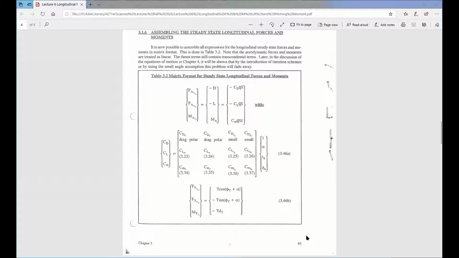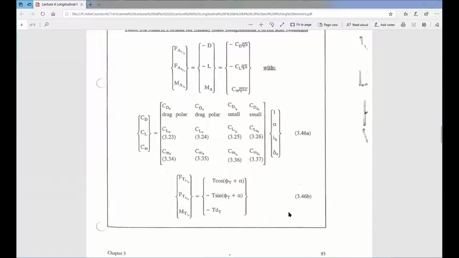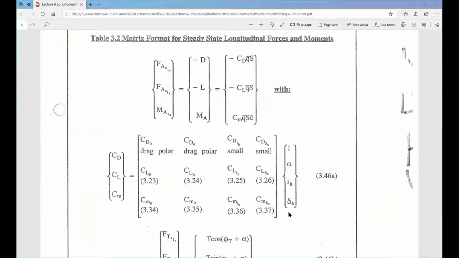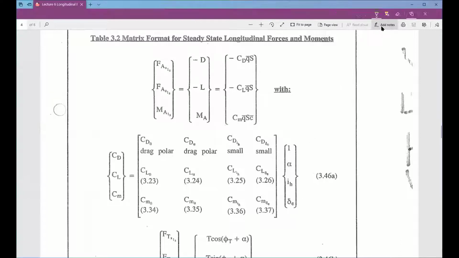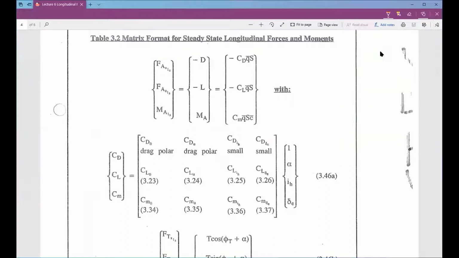This is page 93 in your book. And it's a table that has essentially vector and matrix formulas. And so the entry that we just did was the FAX.